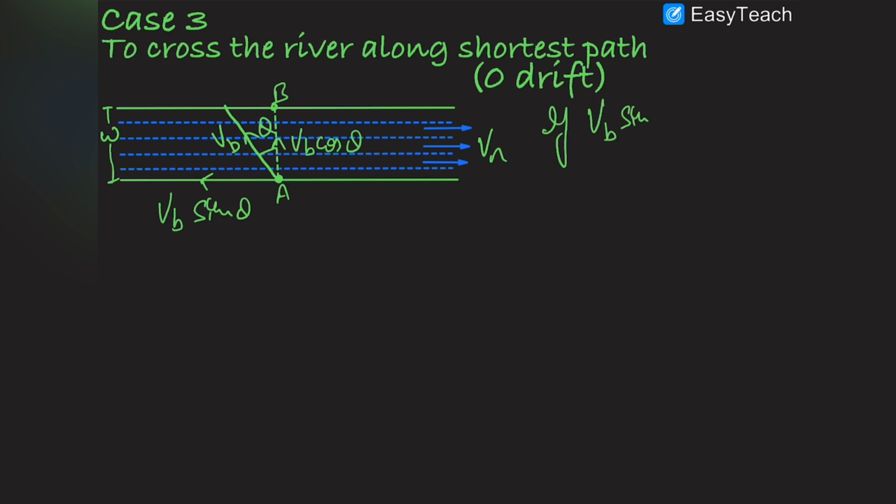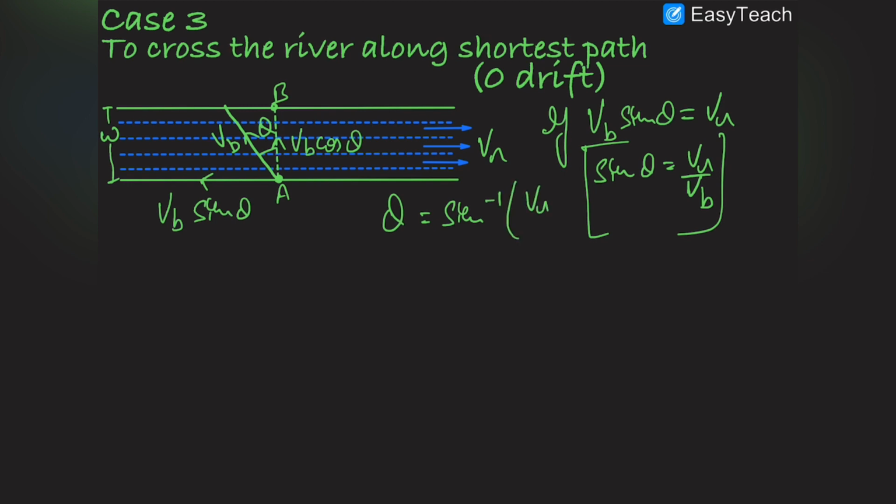Now if Vb sine theta is equal to Vr, then you can see that sine theta is equal to Vr by Vb, which means that if he is moving at an angle of sine inverse Vr by Vb, then obviously he would be reaching just at point B, because you can see that the velocity of boat with respect to the ground in x-axis would be 0. Let us see this case.